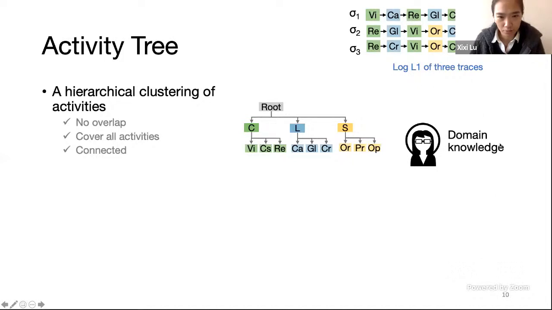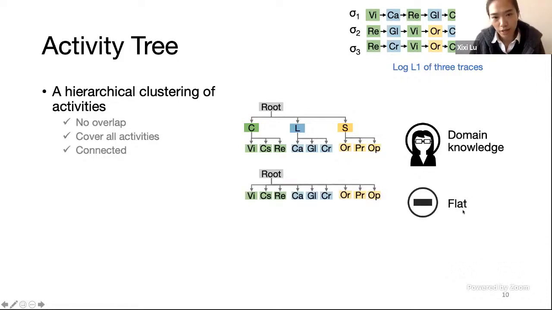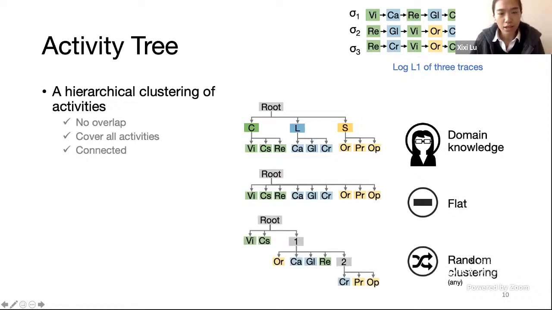Let's say we actually have domain knowledge, just as it was recorded in the log. We have level one, level two. Level one says that the visits, the consultation, and the registration belong to subprocess C, and so on and so forth. So we can use this domain knowledge to create the subprocesses. Now, we could also propose a flat tree, where all the activities belong simply to the root. And finally, a fully automated approach could be a random clustering, which simply randomly clusters activities into such a hierarchical tree, and which results in an activity tree.